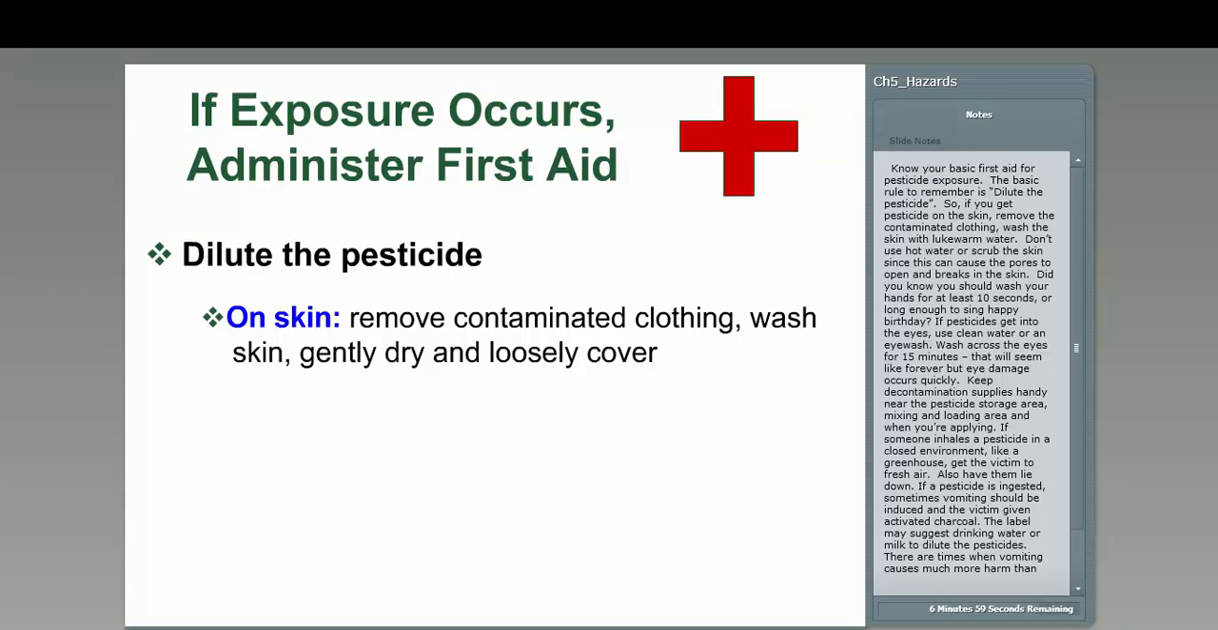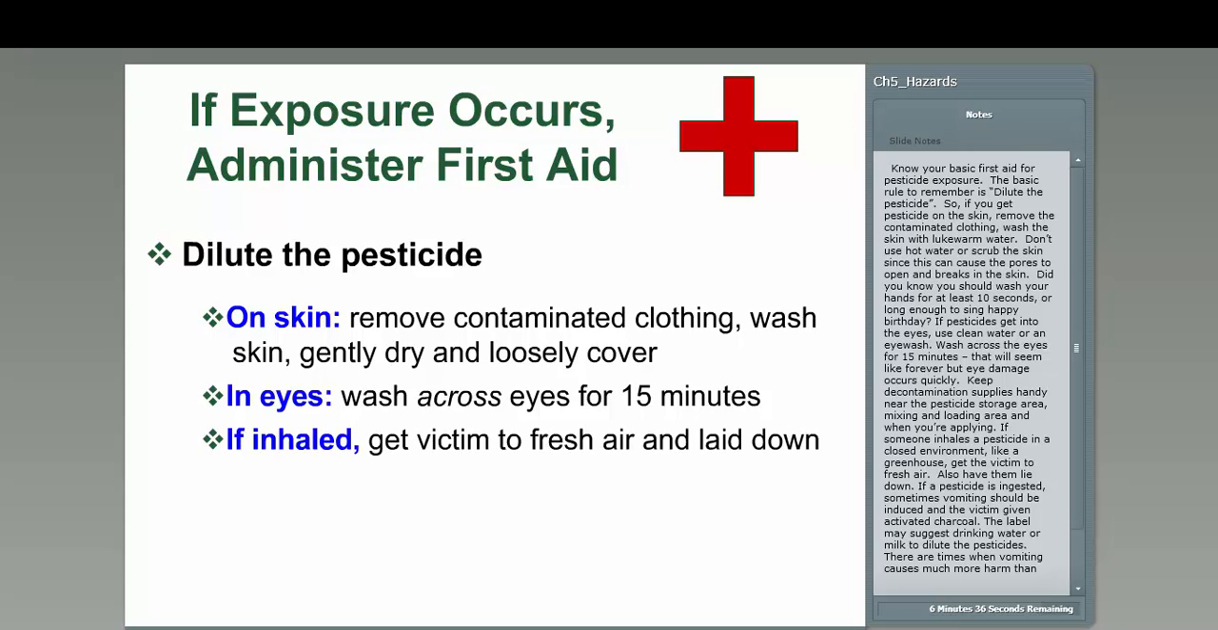happy birthday? If pesticides get into the eyes, use clean water or an eye wash. Wash across the eyes for 15 minutes. That will seem like forever, but eye damage occurs quickly. Keep decontamination supplies handy near the pesticide storage area, mixing and loading area, and when you're applying. If someone inhales a pesticide in a closed environment, like a greenhouse, get the victim to fresh air. Also, have them lie down.